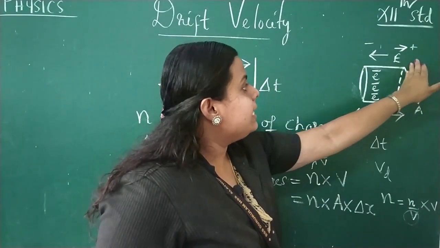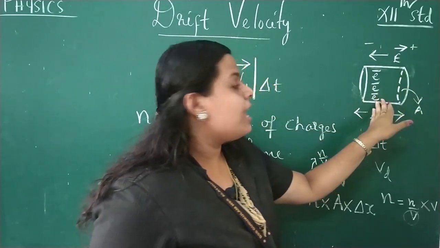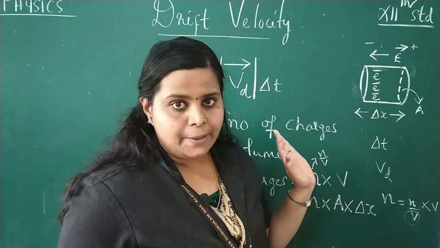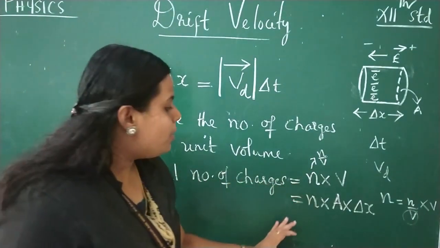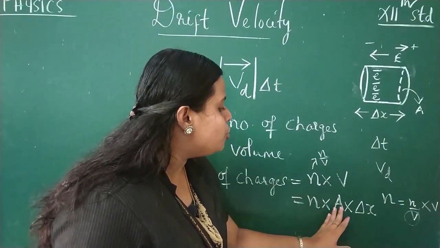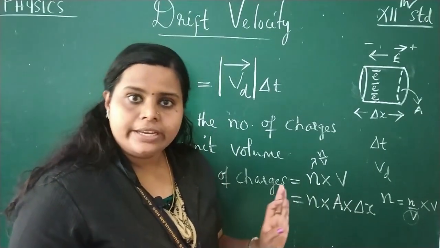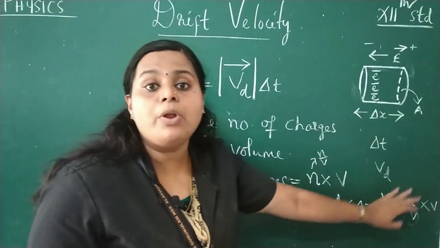So that is correct: the electrons will flow in the direction opposite to the applied electric field. Okay, so what about the total number of charges? Total number of charges is n into A into delta x. Clear? So that is the total number of charges.